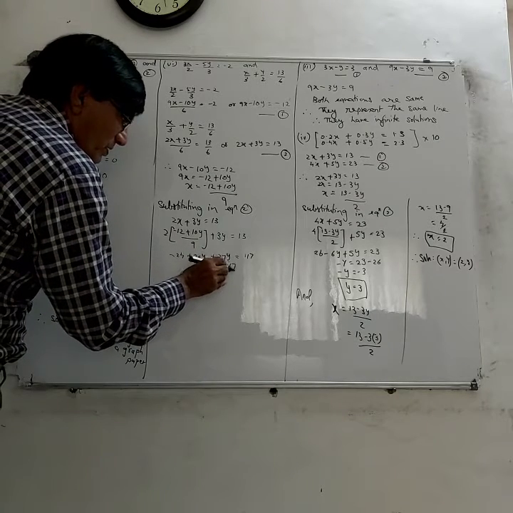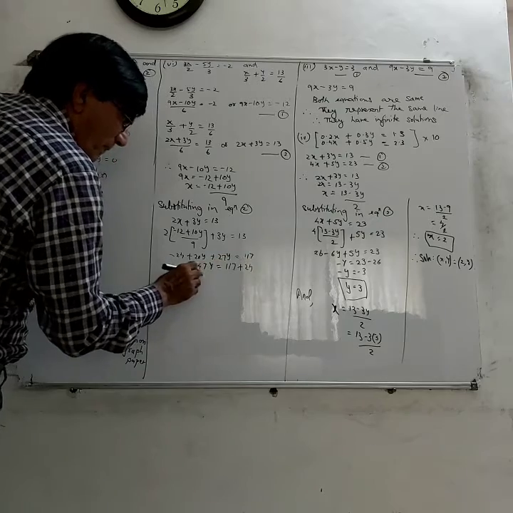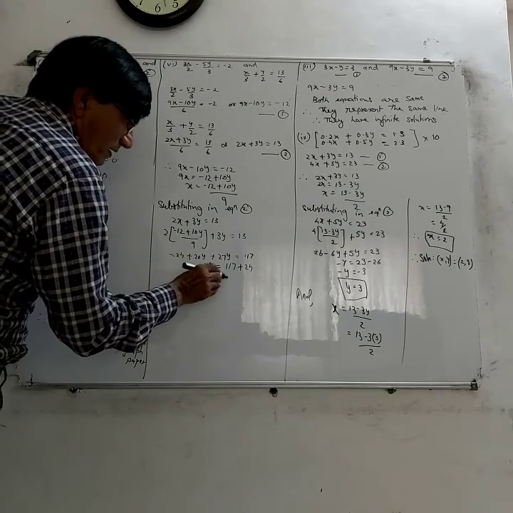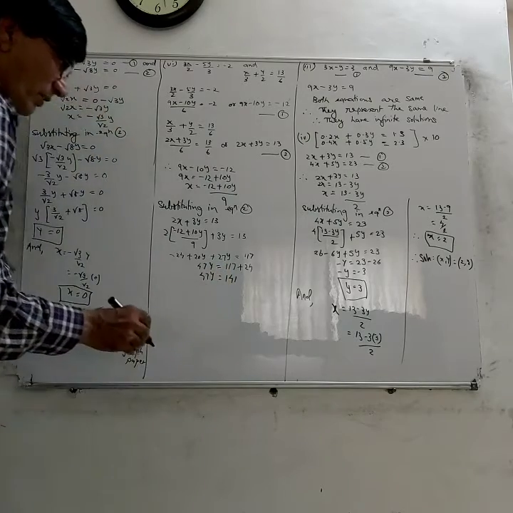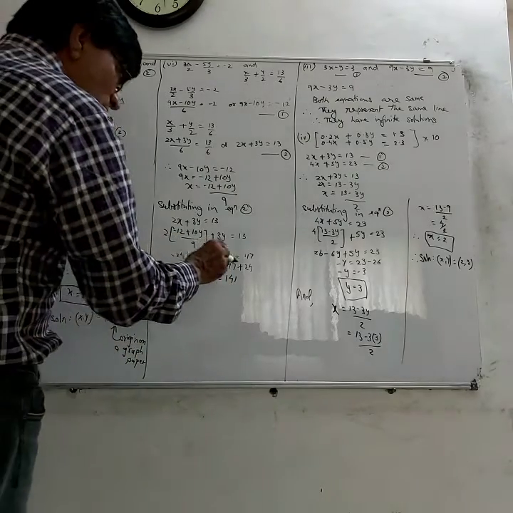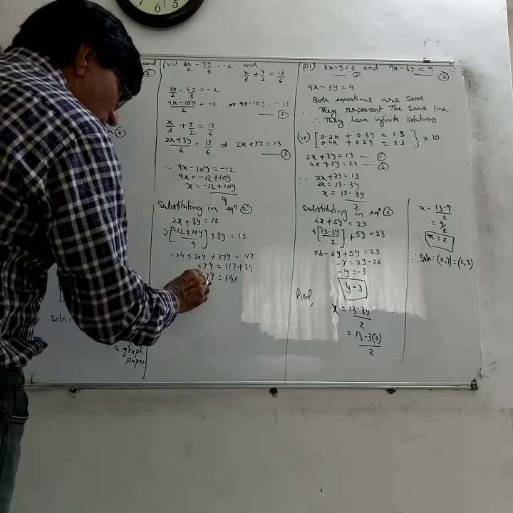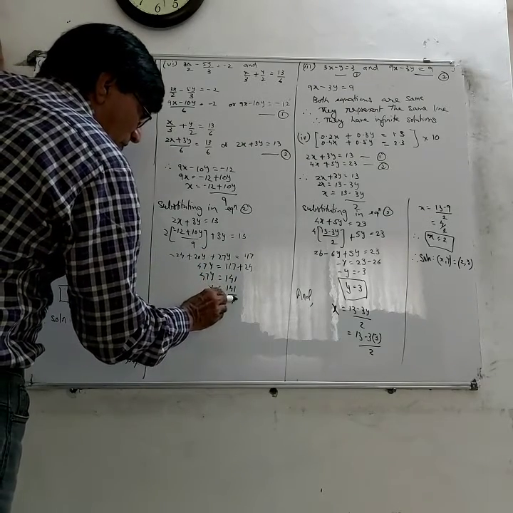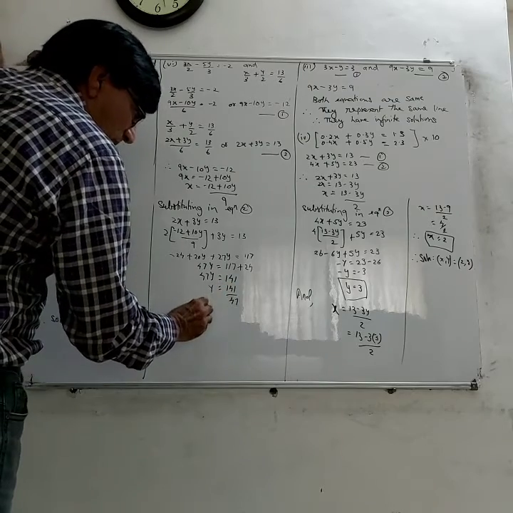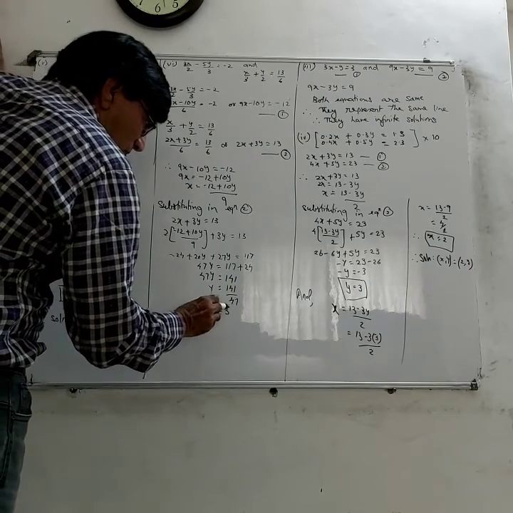So you get 20y plus 27y, 47y is 117 plus 24. 47y is 141. So y is equal to 141 upon 47. That is 3 times. So y is equal to 3.